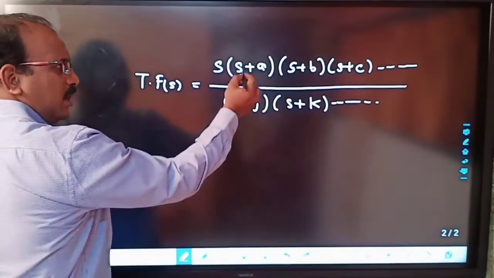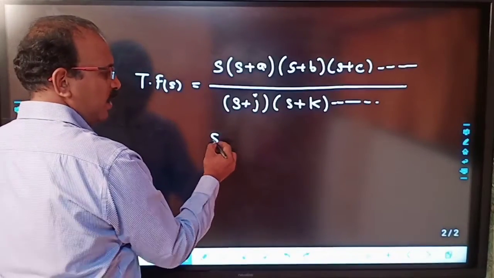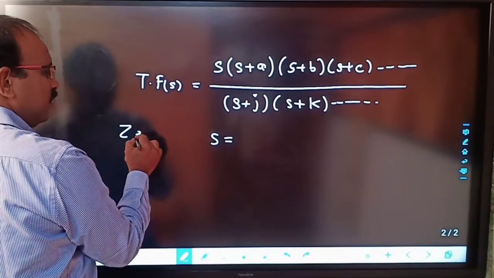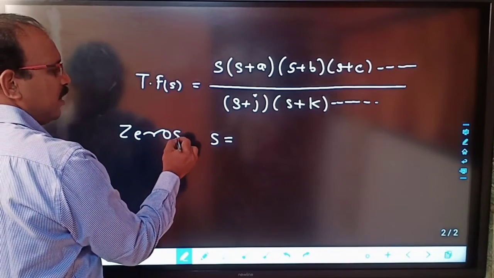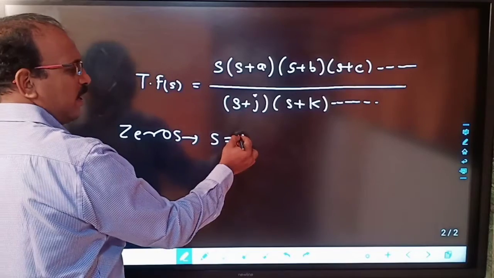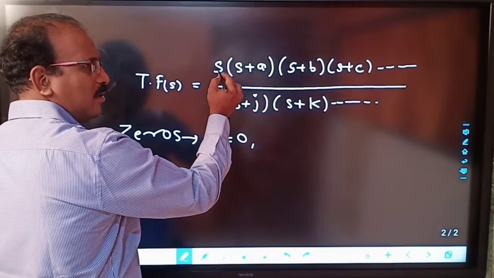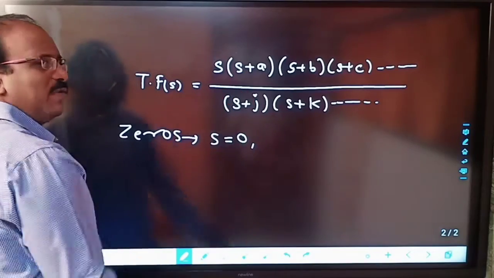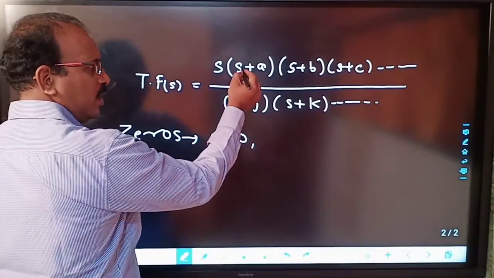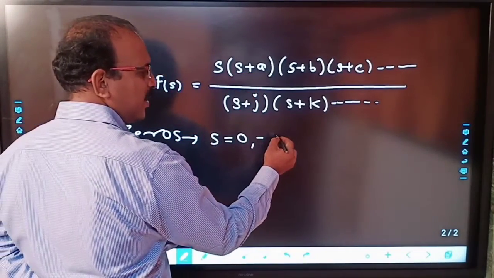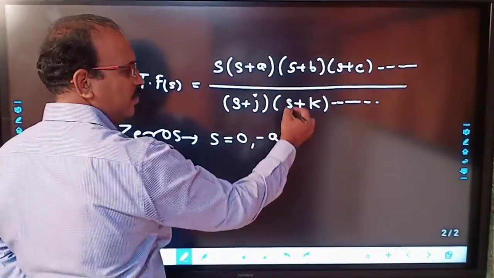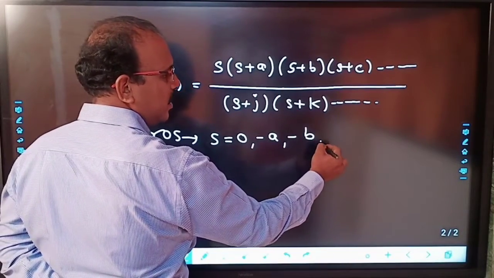Whatever is here, what are the zeros of the system? The zeros are the values of s that make the transfer function 0. So here s is equal to minus a, here s is equal to minus b, and here s is equal to minus c.